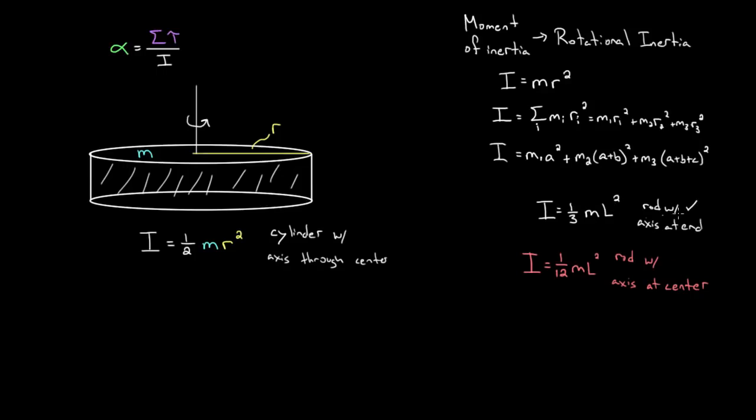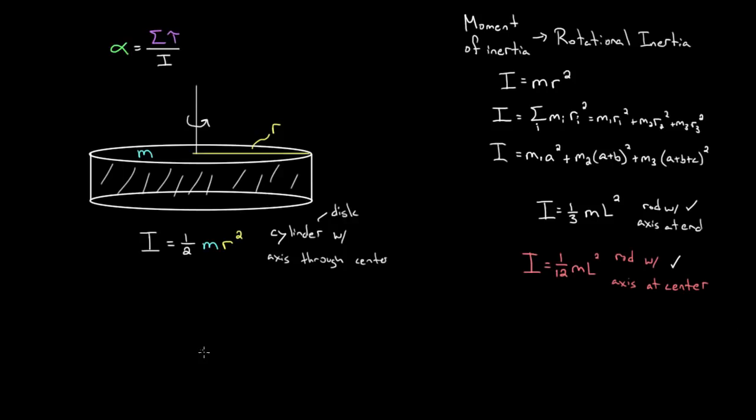If you rotate the rod about its end, it's 1/3 ml squared for the moment of inertia. If you rotate the rod about the center, it's 1/12. And again, the reason for that is because by rotating it around different axes, you've made it so some of the mass is at different r's from other axes that you could choose. So this was for a cylinder, also called a disc.